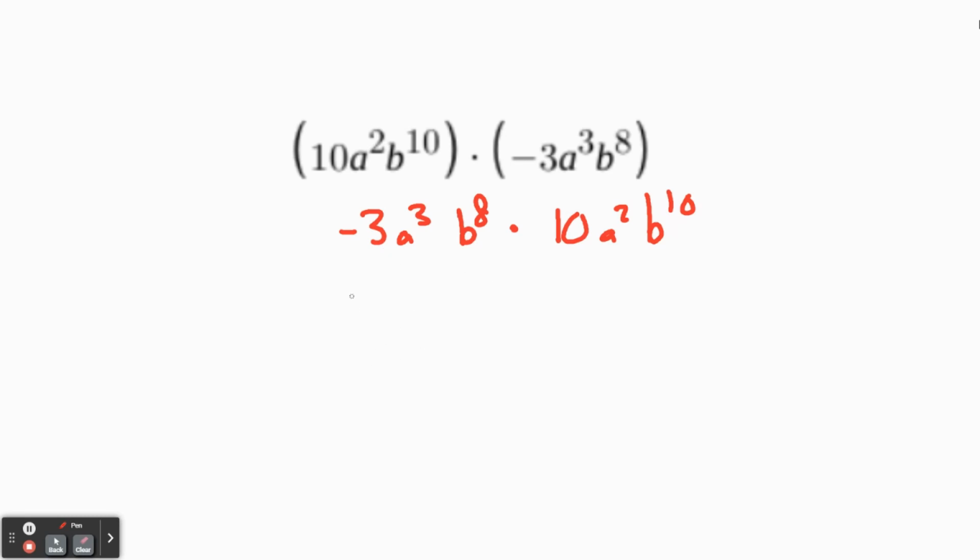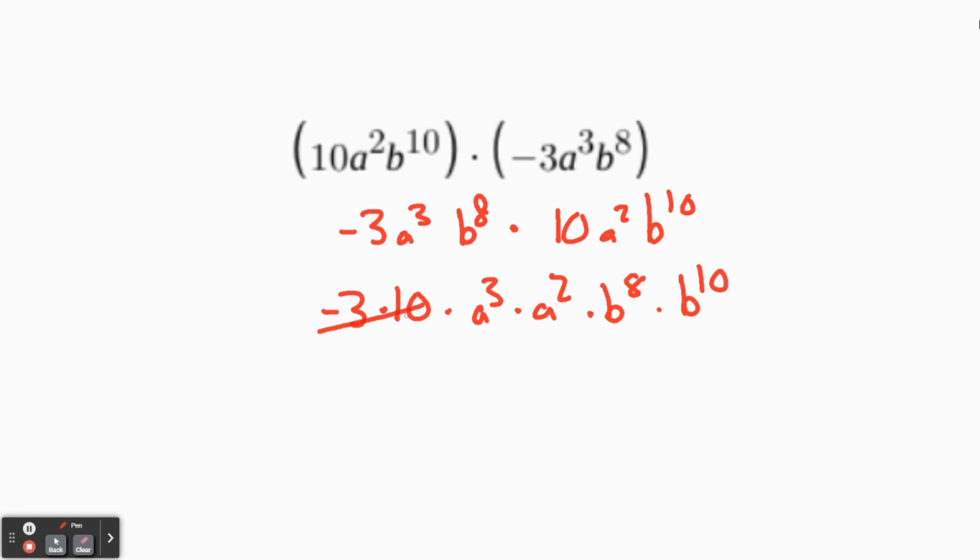From here, we could rearrange this a little bit more just to group things that are similar. So we could have 3 times 10 times a cubed times a squared times b to the 8th times b to the 10th. Again, this is an unnecessary step, but if you need to help organize things, it's not a bad thing to do. Finally, we're just going to multiply whatever we can together. We're still going to end up with 3 parts: a number, something with an a base, and then something with a b base. But we just go through this piece by piece.